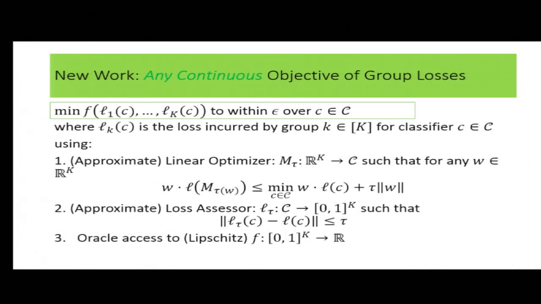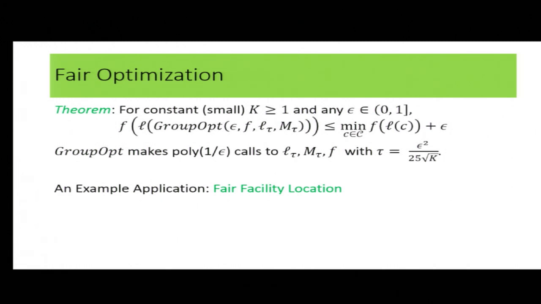And the loss assessor pretty much means an approximation to the loss within a tau tolerance. And then we're going to have oracle access to the function f, to the Lipschitz continuous function f. All right, so here's the theorem.